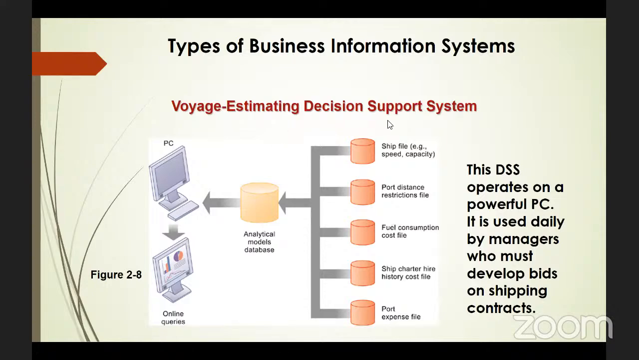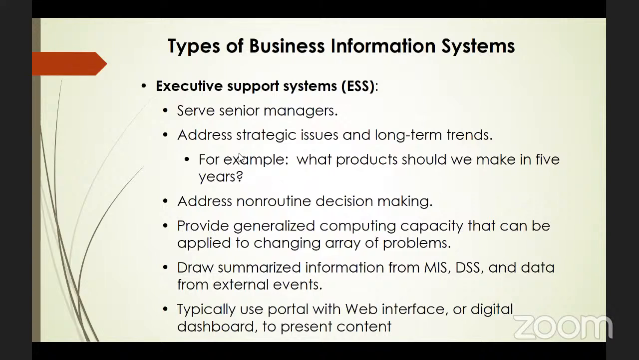At any rate, you can actually use ESS to model data, and executive support systems serve senior managers. They are for strategic issues, address non-routine decision making, and draw on management information systems, decision support systems, and data from external places. Because they're for executives, they use a lot of visual data to help them make decisions. A lot of executives are not as techy, and even if they're technical, they like to see things in visual form. So they tend to have a lot of visual interfaces to support decision making.